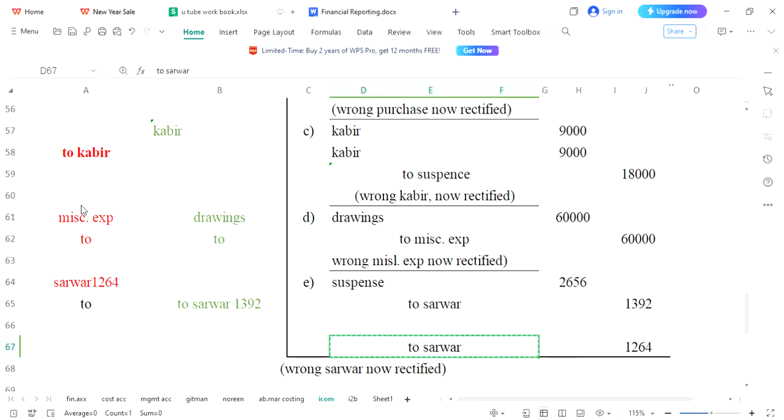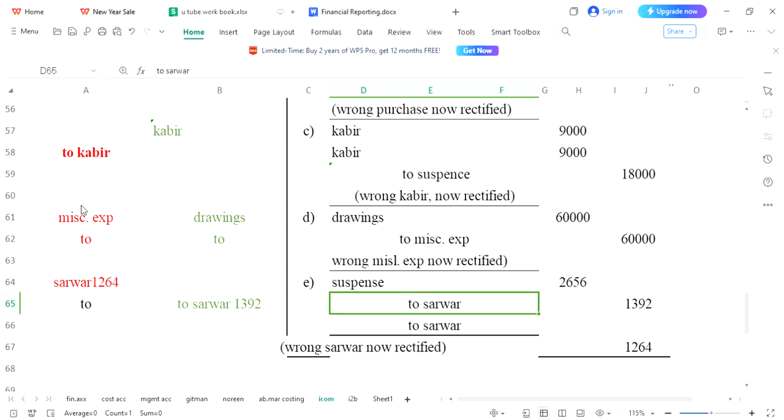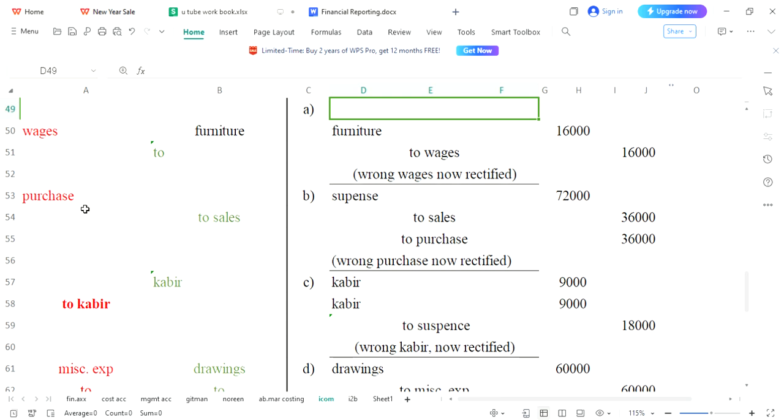I am going to write it over here. In this narration, I am taking it to the above line. Alright guys, so here we have suspense to Server. In this way, all 5 entries have been completed.